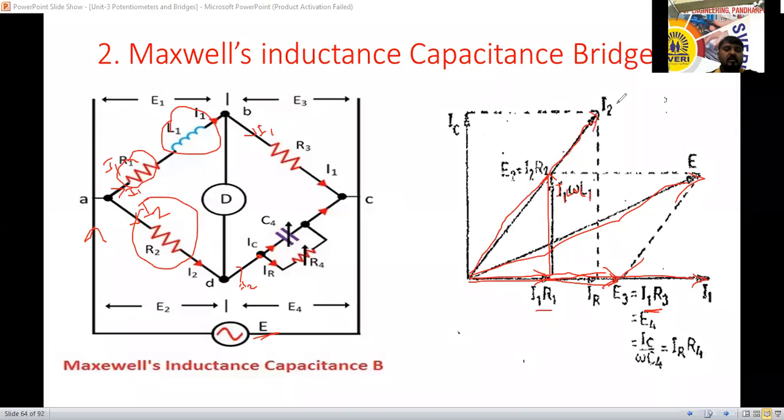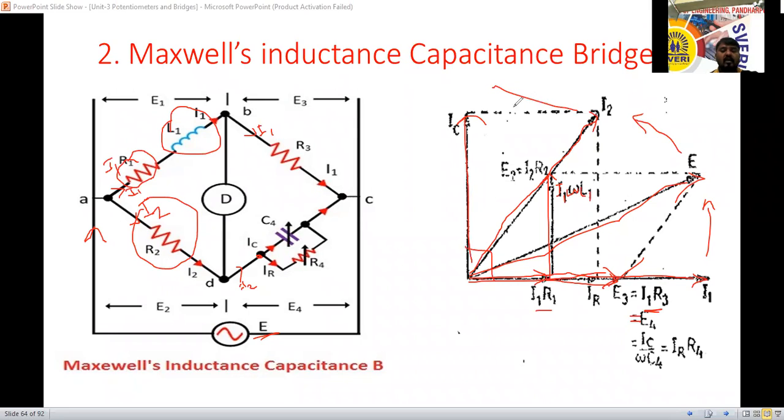Here the voltage is there, here I2 is there, here I1 is there. You can draw the flow diagram here. IC, the current through the capacitance, is leading the voltage E by 90 degrees. Where is E4? This is E4 here. E4 is in phase with I1. So the IC is 90 degrees leading here. I will tell later how it flows.